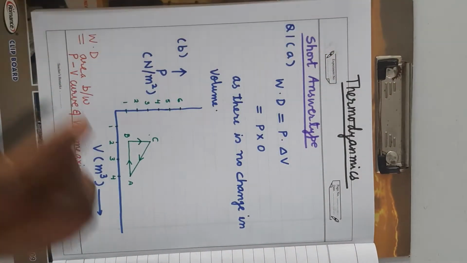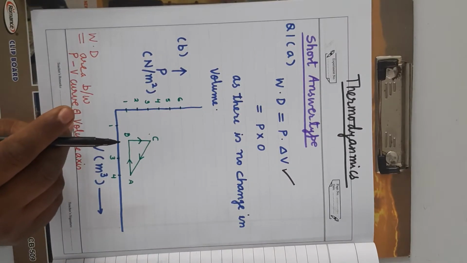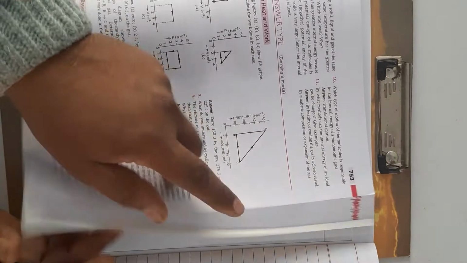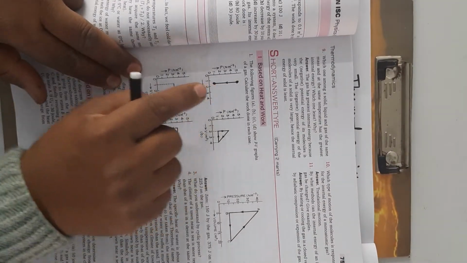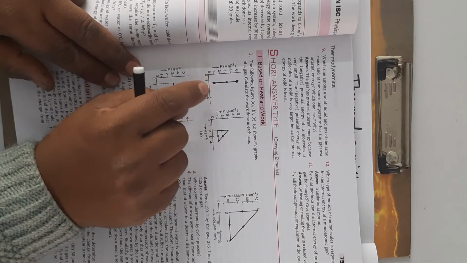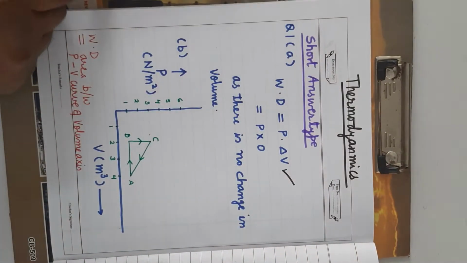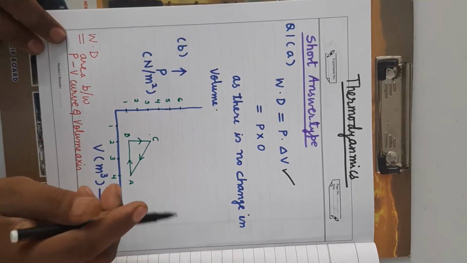So what is the formula of the work done? It is the product of pressure and change in volume, P into delta V. What is another way of determining the work? You determine the area under the PV curve and volume axis. The area enclosed between the PV curve and the volume axis is equal to the work done. So here no area falls under the PV curve, therefore work done will be 0. There will be no work done as there is no change in volume.